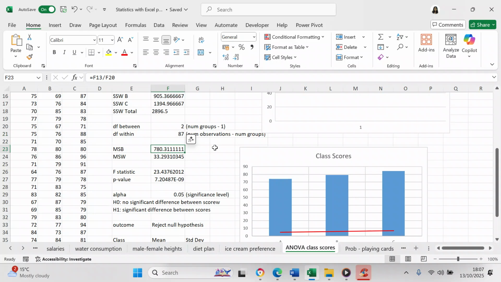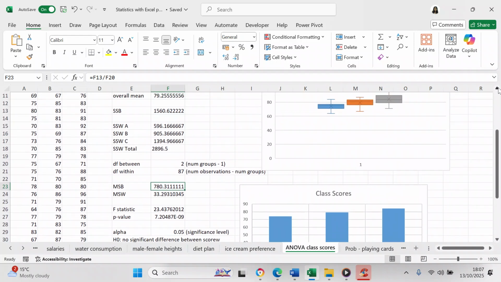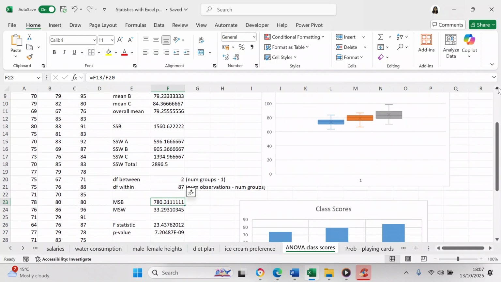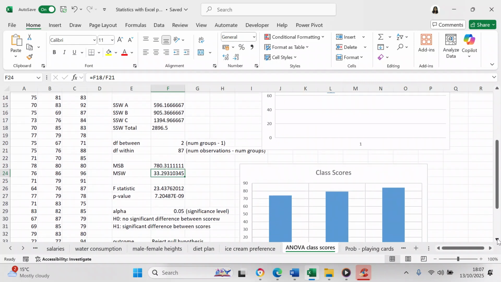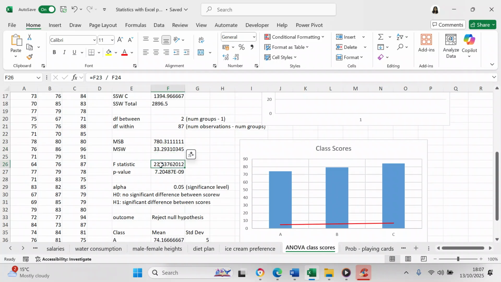So MSB is F13 over F20. So that's SSB divided by DF between. MSW is F18, that is the SSW total, divided by F21, that's your DF within, to give you 33.29. So you calculate your F statistic, which is F23 divided by F24. So that's MSB divided by MSW is your F statistic.